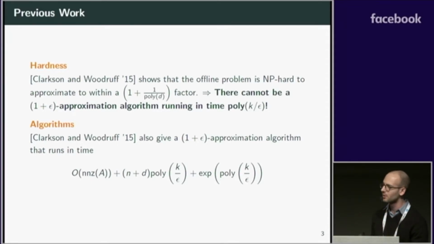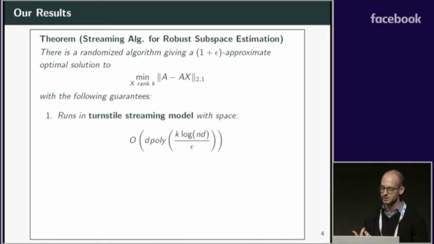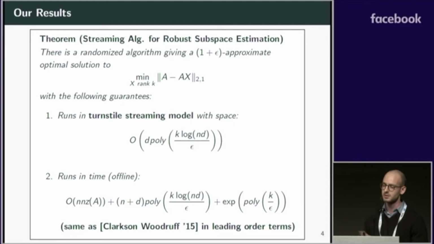n is the number of points and d is the dimension. Other than this exponential term, the leading order term is nnz(A), which means the number of non-zero entries of A. So this is a very, very fast algorithm. So what do we do? We show that there is a 1 plus epsilon approximation algorithm to the same problem with the following guarantees. It runs in the turnstile streaming model with sublinear space. Furthermore, if you run it offline, which is the only way it makes sense to make a time comparison, it's actually the same as the Clarkson-Woodruff algorithm up to the leading order terms.